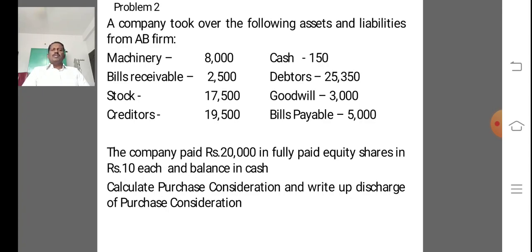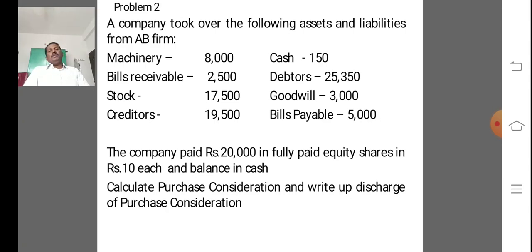The question is, calculate purchase consideration and also write the discharge of purchase consideration. So in this problem, what are the assets? Machinery, bills receivable, stock, cash, debtors, goodwill. These are the assets to be taken over at an agreed value. What are the liabilities? Creditors and bills payable. These are the liabilities.